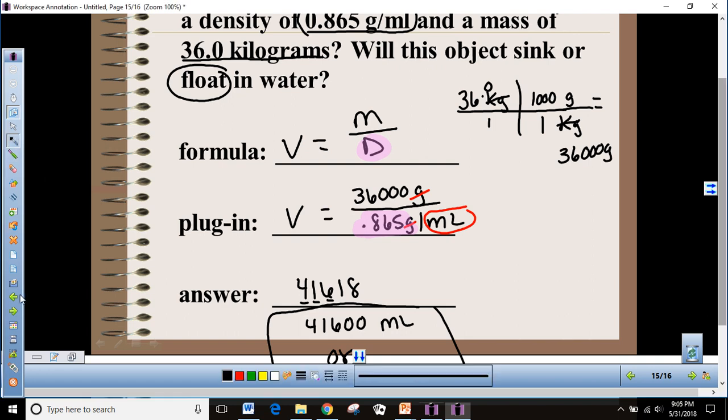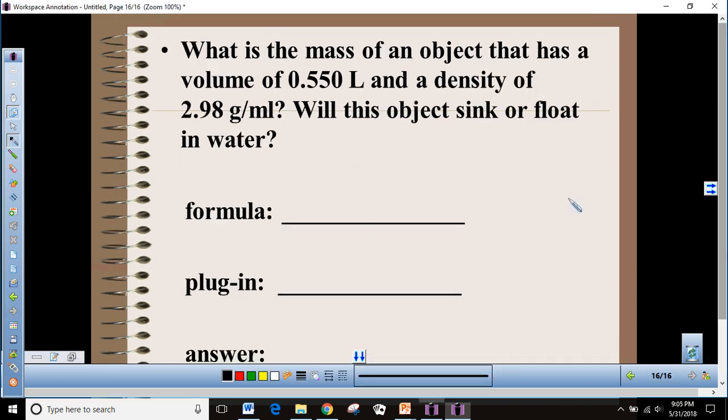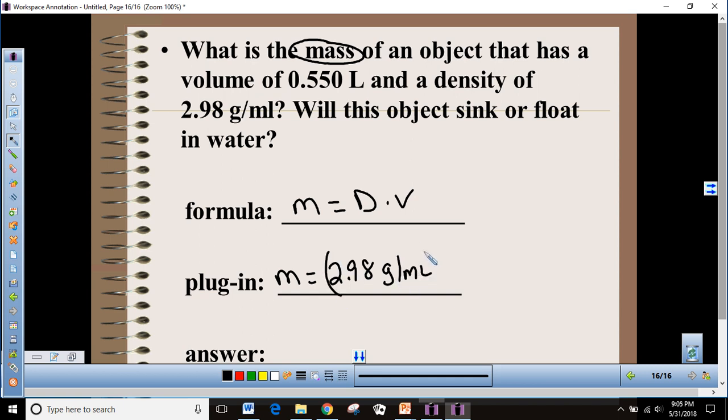So, okay. Last one. It says, what is the mass? Whoopsies. My thing will do that sometimes. Let's see if I can do an undo. It doesn't like M sometimes. Alright, our mass is density times volume. So mass equals, density says 2.98 gram per milliliter. It says I want gram. I want milliliter. I have been given not milliliter. I have been given liter.